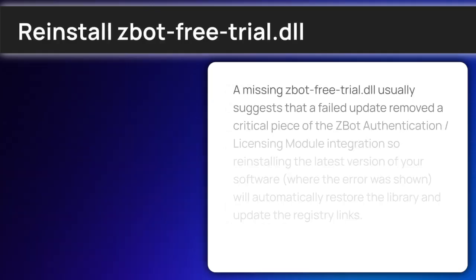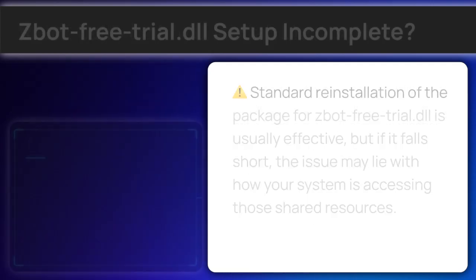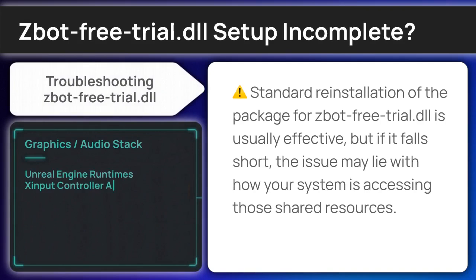A missing Zbot-free trial module DLL usually suggests that a failed update removed a critical piece of the ZBot Authentication/licensing module integration, so reinstalling the latest version of your software, where the error was shown, will automatically restore the library and update the registry links. If you are still encountering the error after following the official setup, it's time to investigate the underlying system architecture.